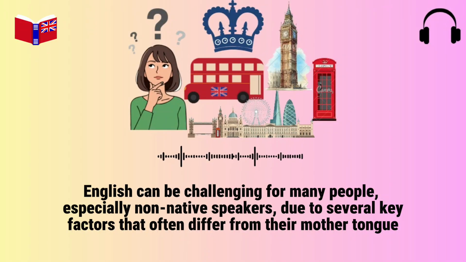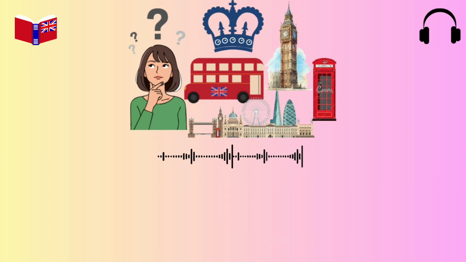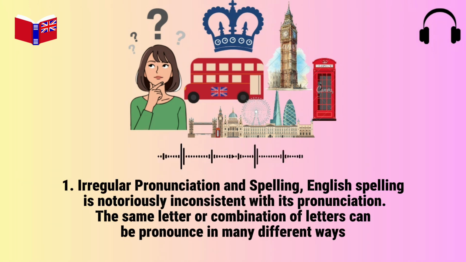English can be challenging for many people, especially non-native speakers, due to several key factors that often differ from their mother tongue. 1. Irregular pronunciation and spelling. English spelling is notoriously inconsistent with its pronunciation. The same letter or combination of letters can be pronounced in many different ways.